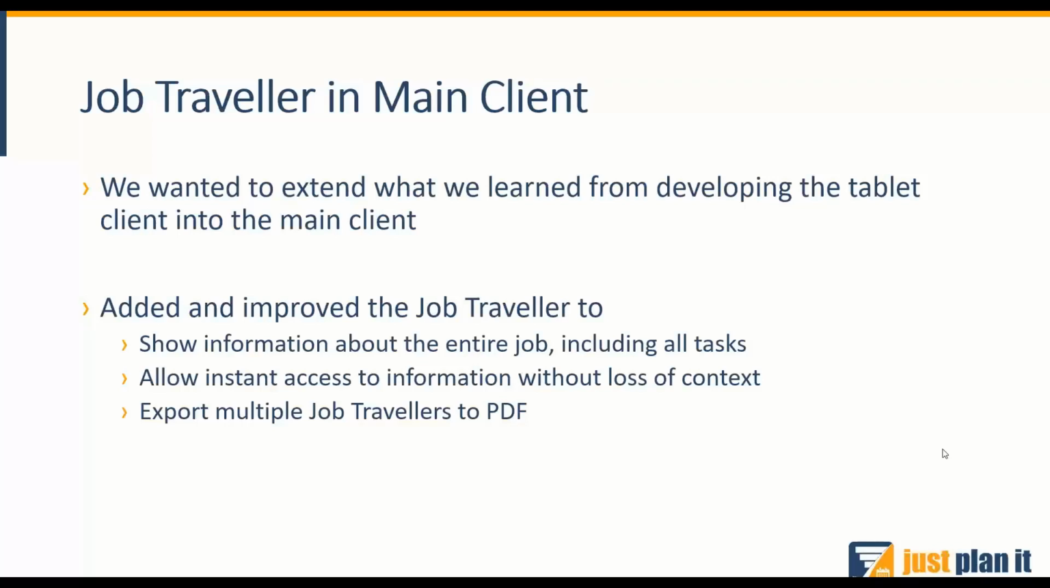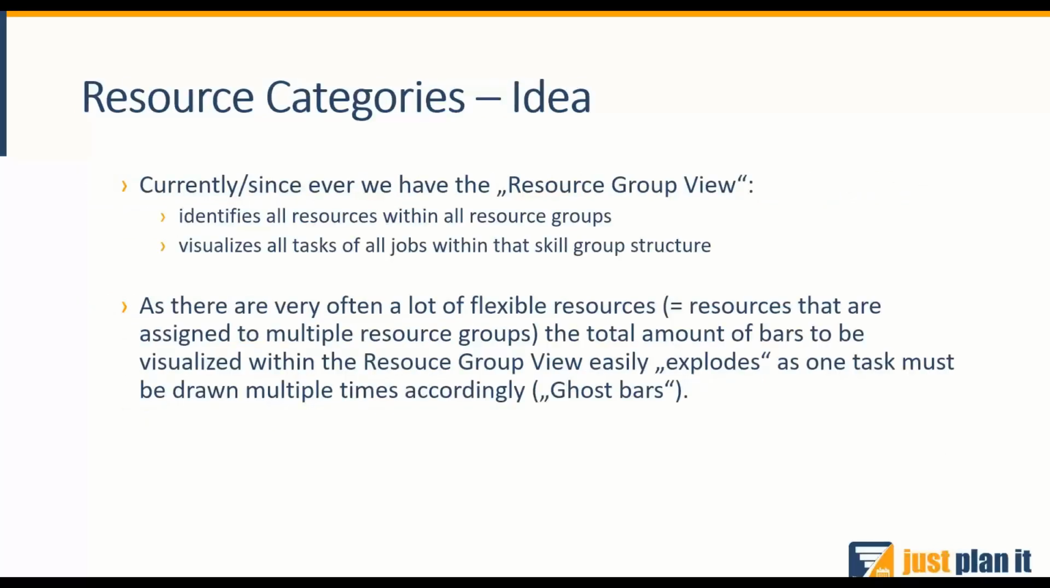But the major thing we developed for this sprint was resource categories. What are resource categories? Or let's first talk about the general idea of this. Since basically forever, what we currently have is the resource group view. Resource groups, as a quick reminder, are the skill groups basically into which you categorize your resources for planning purposes. And this resource group view visualizes all tasks of jobs that need those skill groups.